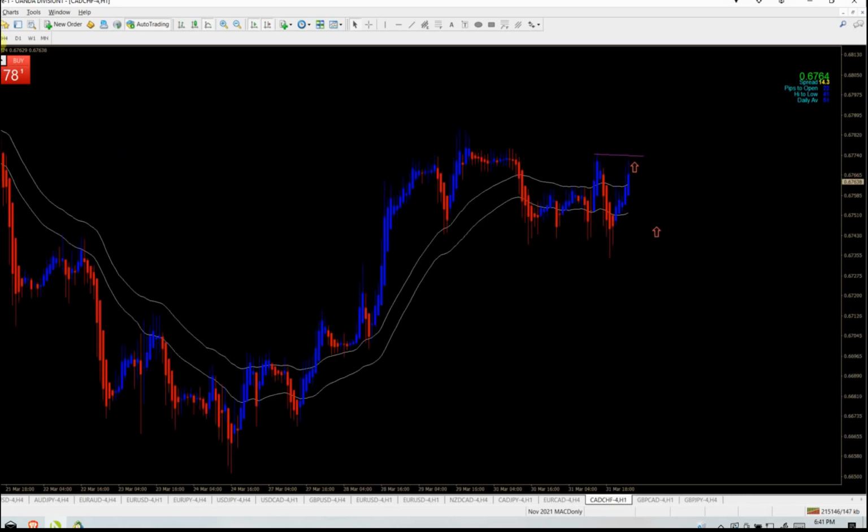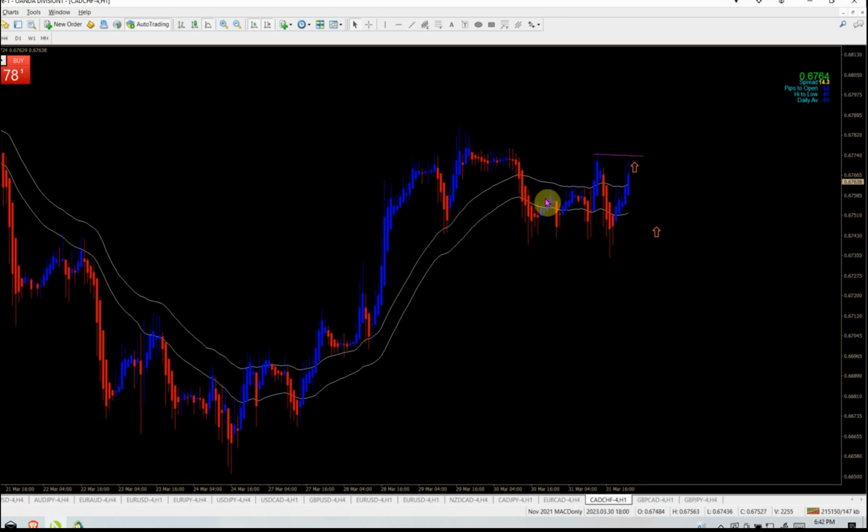Let's look at something else. Okay, CAD Swiss. You can see I was drawing around in this chart yesterday. So we have this uptrend. Now we're kind of chopping around, consolidating. And I don't trade when price is trading inside the channel and moving sideways like this. I have no interest in this.